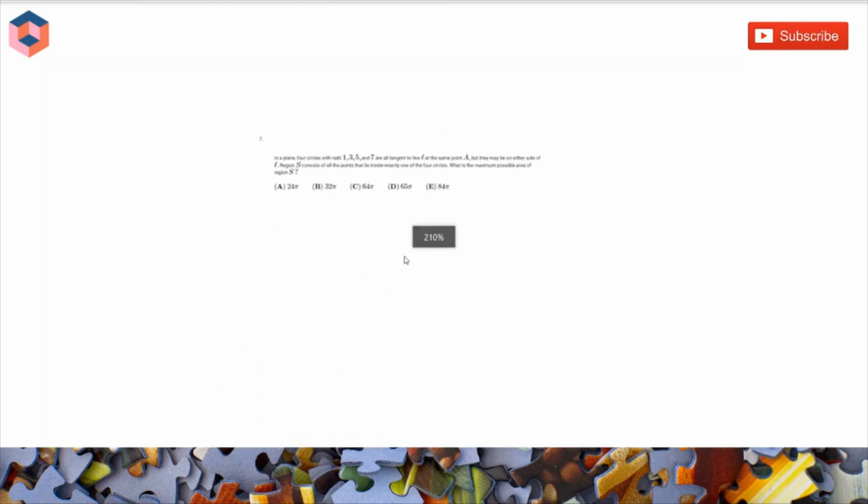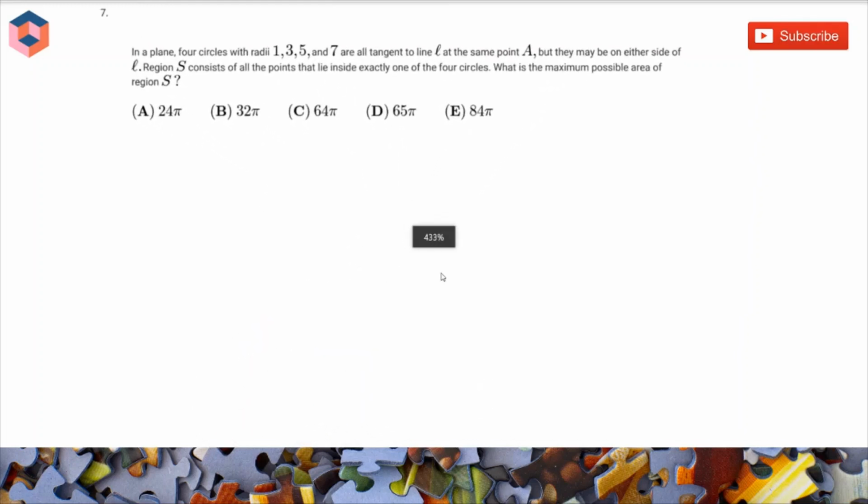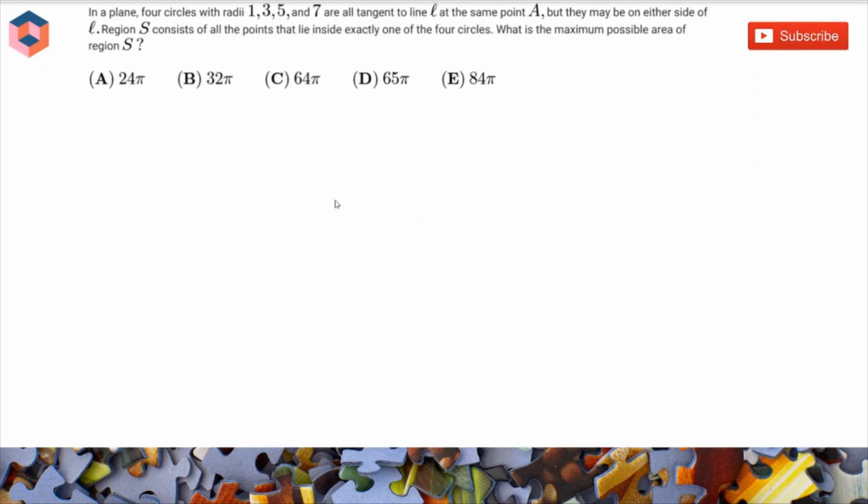Problem number 7. In a plane, 4 circles with radii 1, 3, 5, and 7 are all tangent to line L at the same point A, but they may be on either side of line L. Region S consists of all the points that lie inside exactly one. That's pretty important. Exactly one of the 4 circles. What is the maximum possible area of region S?